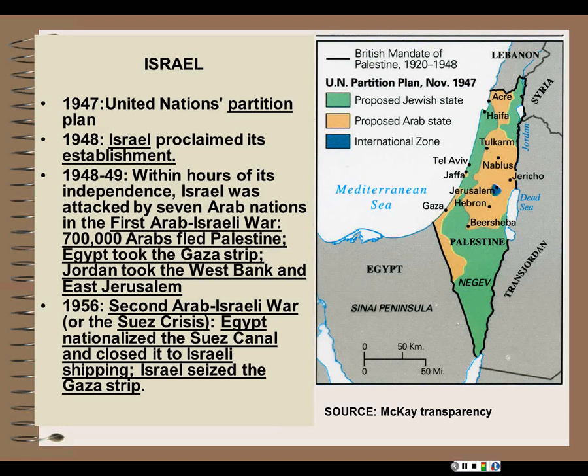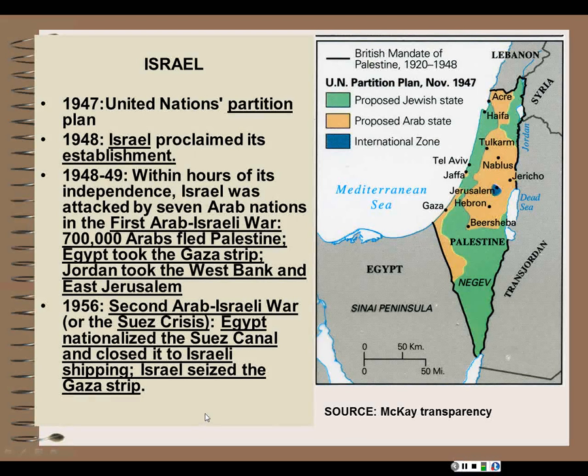Egypt at that time took the Gaza Strip, which is this area down here along the Sinai Peninsula where you see Gaza itself. Jordan went ahead and took the West Bank of the Jordan River and East Jerusalem, and of course renamed the hill country of Judea and Samaria the West Bank. We'll be talking about the West Bank more later. So great areas were taken from Israel at that time during the First Arab-Israeli War.